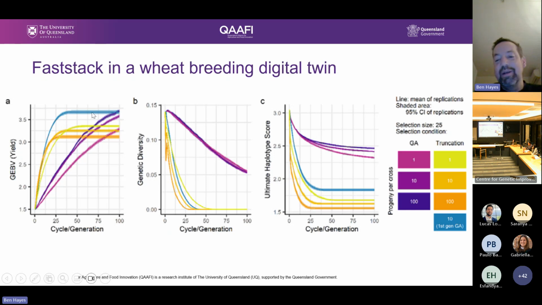This hybrid approach, where we first chose the parents that captured these optimal stack of haplotypes and then followed it with truncation selection to actually stack them up together, it turned out to look so attractive that we've implemented this in real breeding programs now. And this is in plant breeding programs. We haven't done this in livestock programs yet.